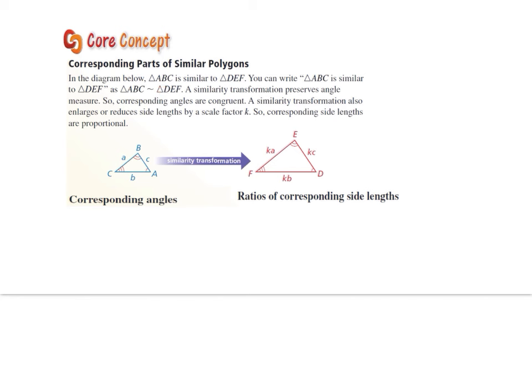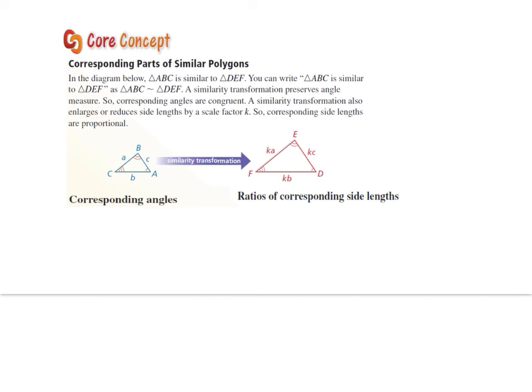A similarity transformation preserves angle measure. Super important. Angle measure does not change, is what this means. So corresponding angles are congruent. A similarity transformation always enlarges or reduces side lengths by a scale factor known as K. So corresponding side lengths are proportional. Super important.